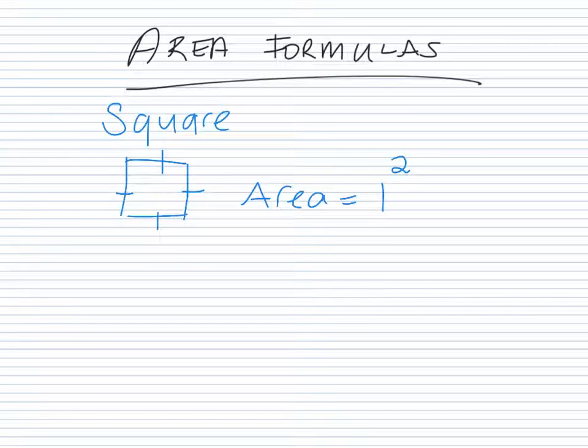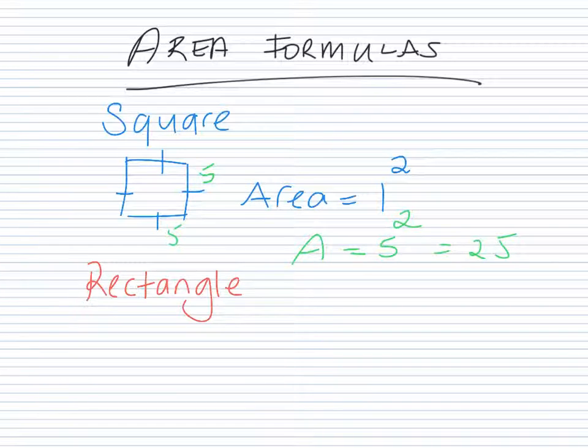For example, let's say that this is 5 meters here, 5 meters here. Now, if they are all the same size, so 5 on all four sides, then our area would be 5 squared equals 25.